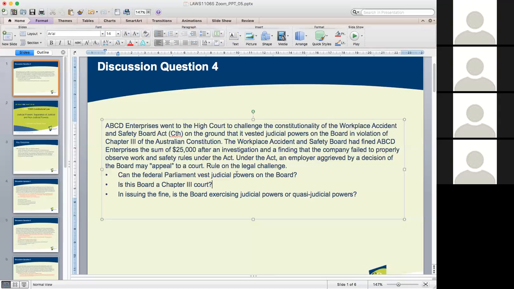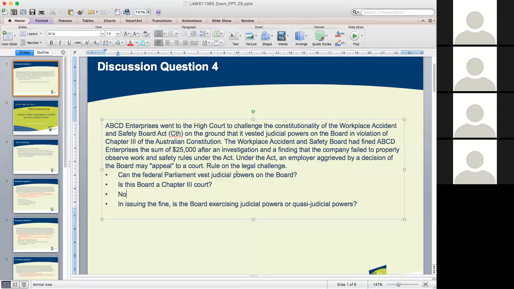Very good. Now, if we say that, given the provisions of the Act, the legal issue is whether this board is a Chapter 3 court, what is the answer there? No, not a Chapter 3 court. Why?